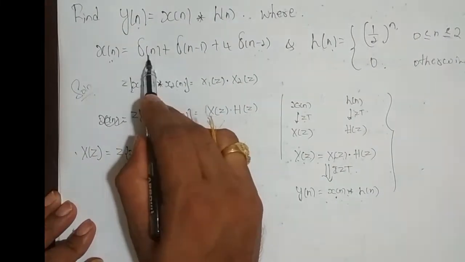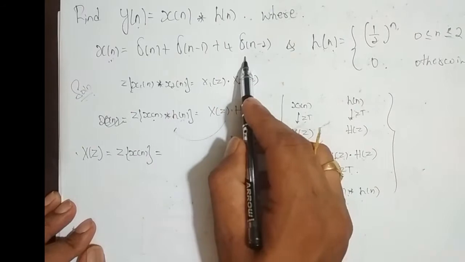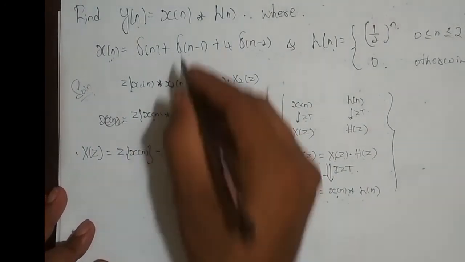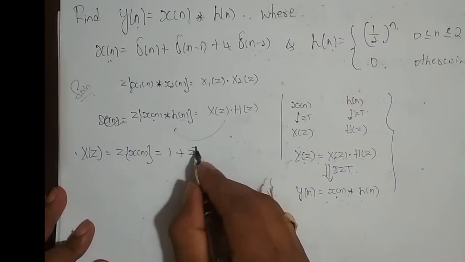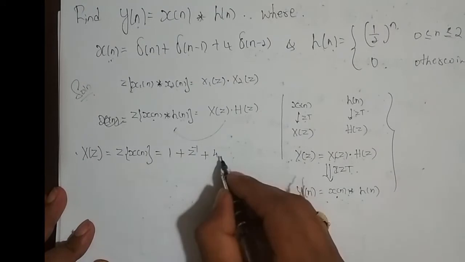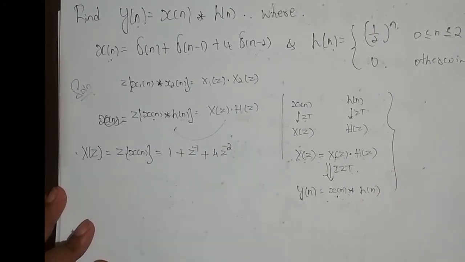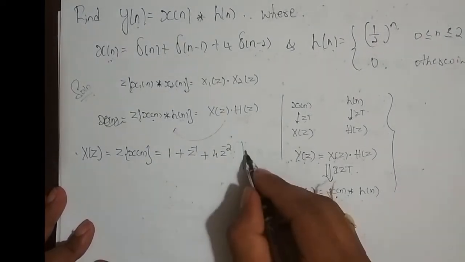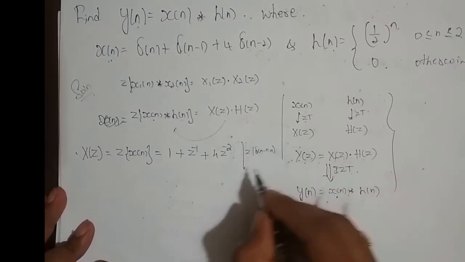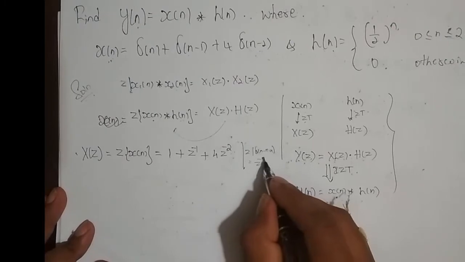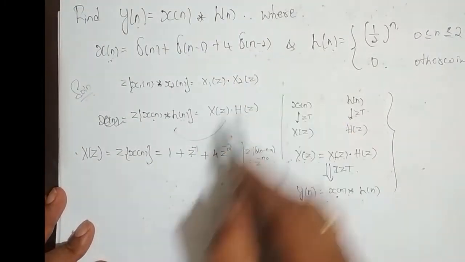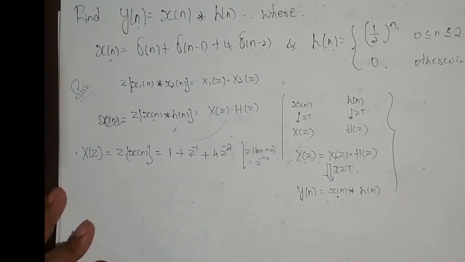What is the Z transform of x of n? This is nothing but the Z transform of this, the Z transform of this, and the Z transform of this. What is the Z transform of delta of n? It is 1. Plus, what is the Z transform of delta of n minus 1? It is z power minus 1. Plus, what is the Z transform of 4 times delta of n minus 2? It is nothing but 4 times z power minus 2. Right? Because the Z transform of delta of n minus n naught is nothing but z power minus n naught. So that's why z power minus 1, n naught is 1 here, n naught is 2 here, so z power minus 1 and z power minus 2.